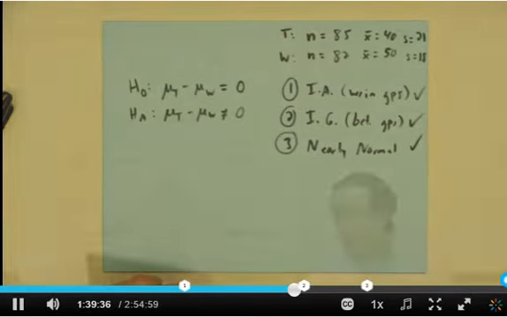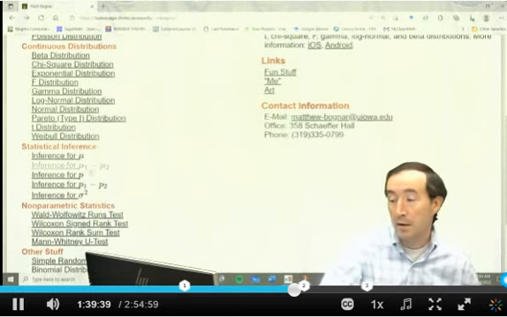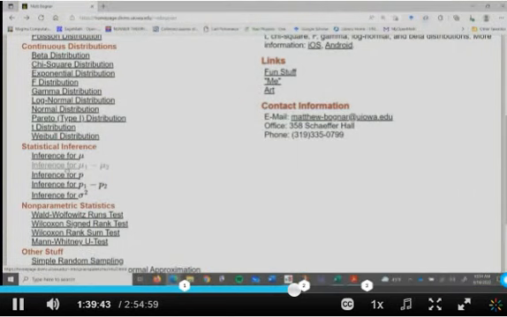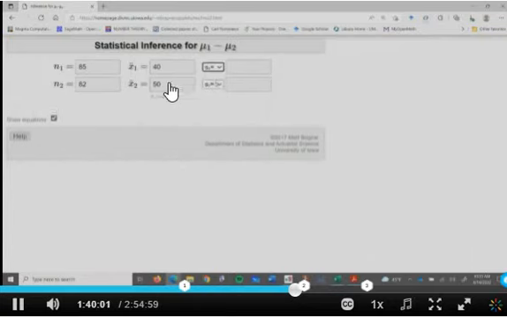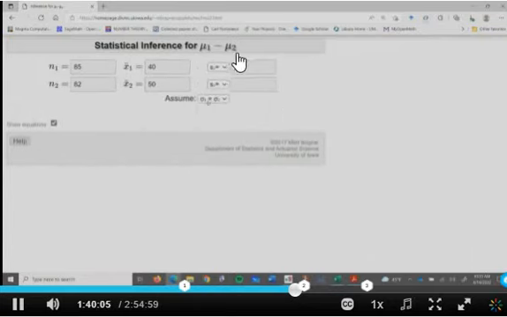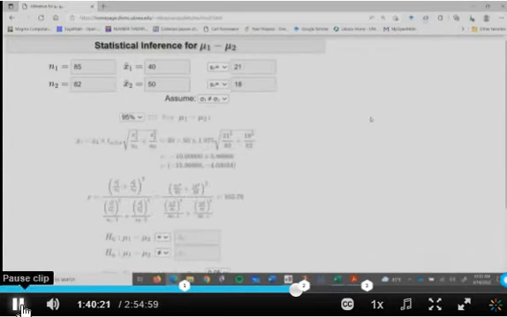And I'll just emphasize again, to do this, I go to inference for mu1 minus mu2. And I had 85 target shoppers and 82 Walmart shoppers. The target shoppers averaged 40. The Walmart shoppers averaged 50. I don't have access to the population values, and I have no reason to assume that the standard deviation among the two groups is the same. So I'm going to use 21, which was the calculated value there, and 18, which is the calculated value there, and then look at the resulting distribution.